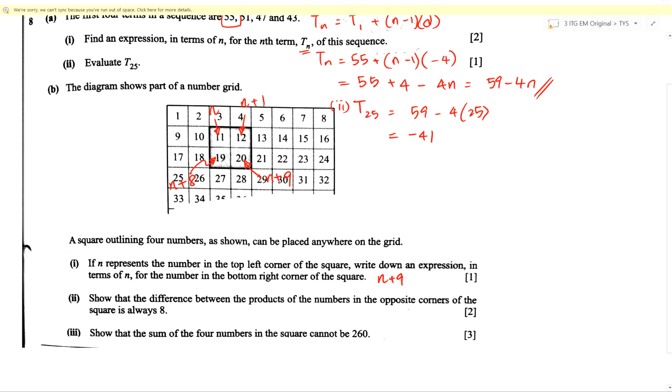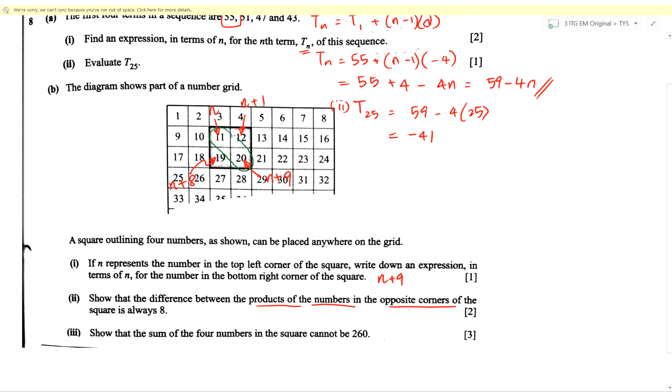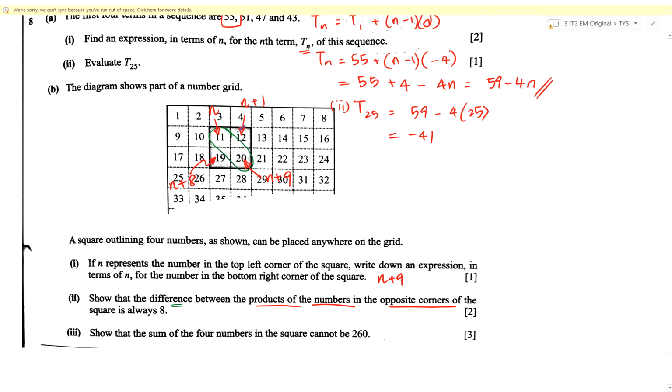So we have to understand the question first. Product of the numbers. We're going to multiply two numbers. Which two? In opposite corners. So for example, we're going to multiply 11 and 20. So that is one product. But they are talking about the difference. So we are going to have another product in the other diagonal, in the other opposite corner.